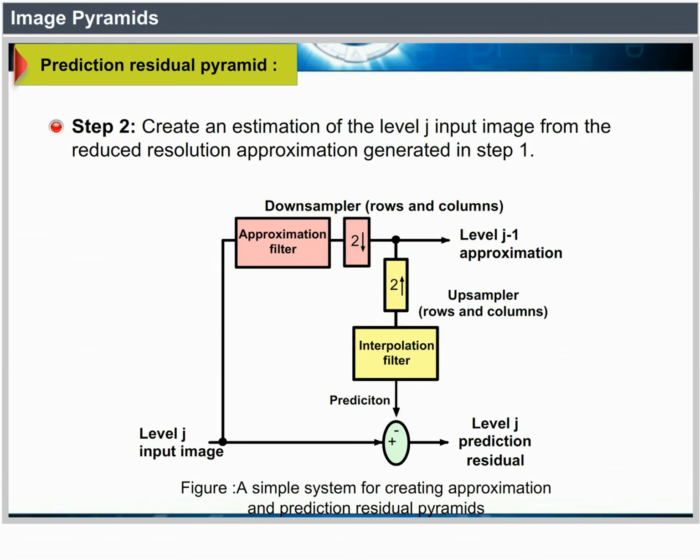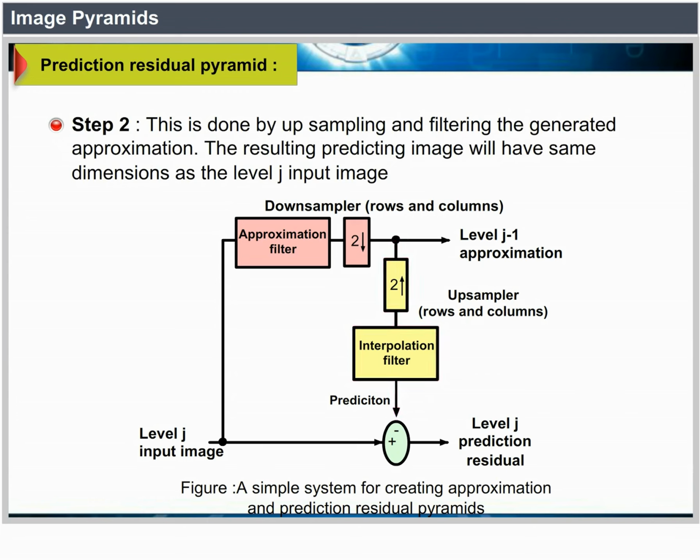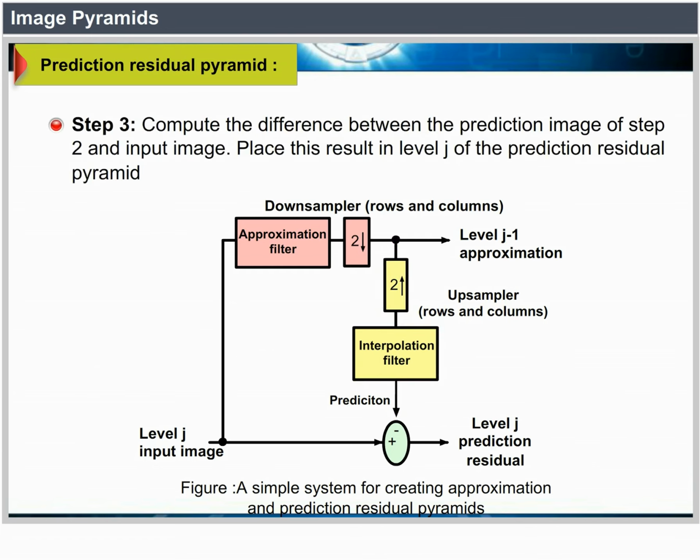Step 2: Create an estimate of the level J input image from the reduced resolution approximation generated in step 1. This is done by upsampling and filtering the generated approximation. The resulting prediction image will have the same dimensions as the level J input image. Step 3: Compute the difference between the prediction image of step 2 and the input image. Place this result in level J of the prediction residual pyramid.